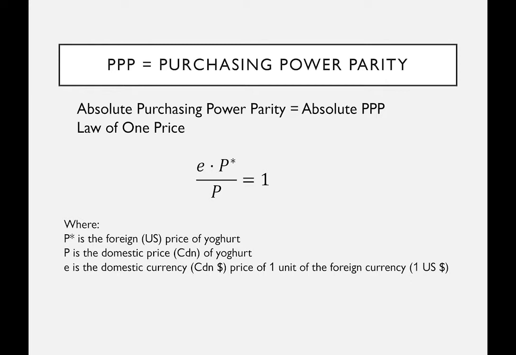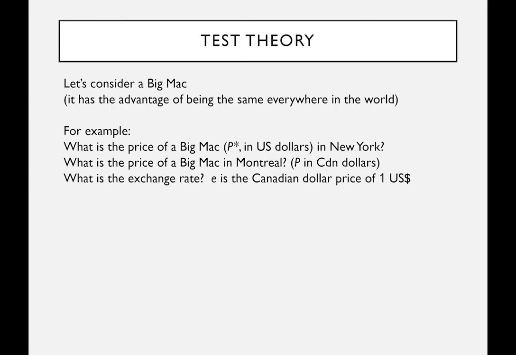But in any event, the theory is so simple, here it is. We take E, the exchange rate, and then we take P star, which is the foreign price, and I said we'll keep using the US dollar price for that, and divide by P, which is the Canadian price, and it's equal to 1. So it's an extremely simple theory. Take this number, multiply by this number, then divide it by this number, and you get 1. So let's test this theory to see if it's true.